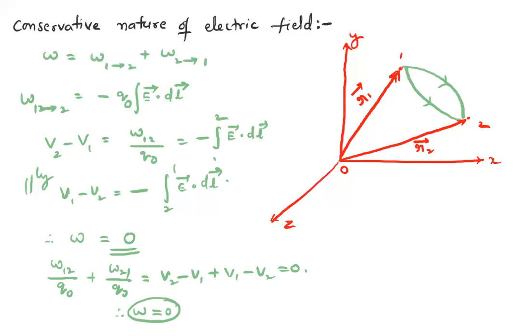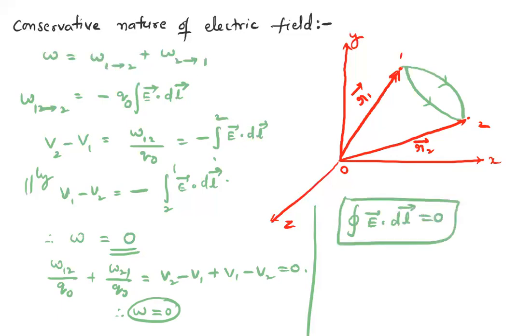Then we can say that the closed integral of E dot dl is 0. This indicates that the work done by the electric field in a closed path is 0. Therefore, the electric field is a conservative force.